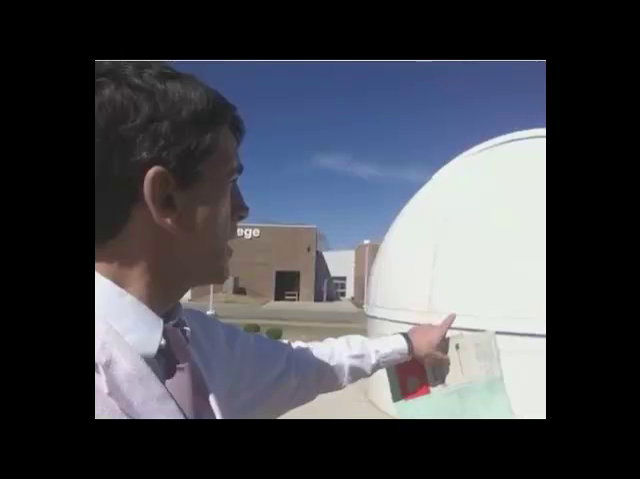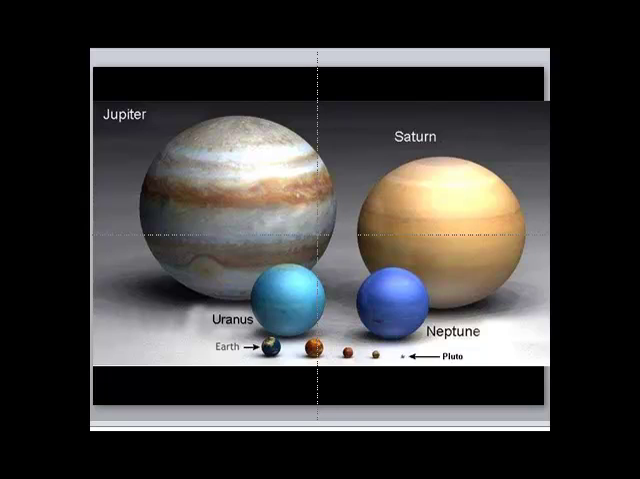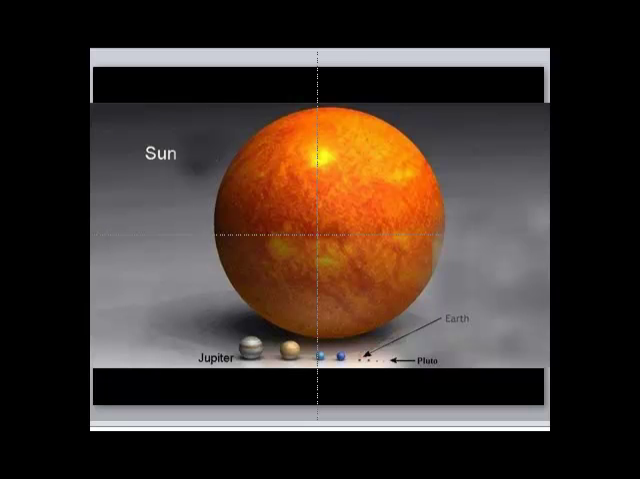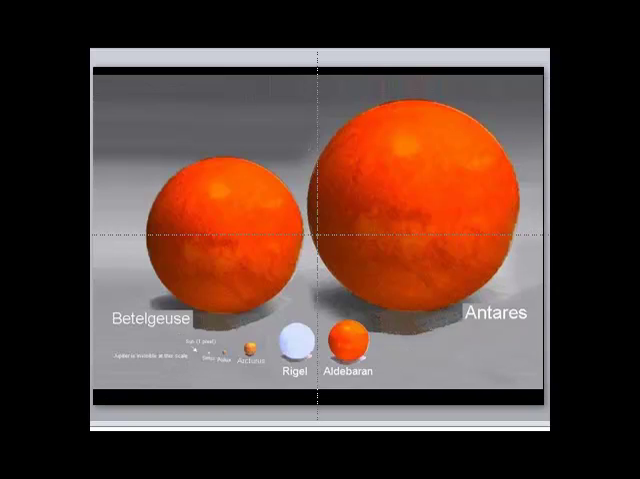When we think about scale, we usually think about vast distances, and one of the ways we measure those distances is with a telescope. Scale matters in geography and astronomy. Look at the size of the Earth related to other smaller planets. Now look at the size of the Earth related to all the planets. Look at the size of the Earth now in relationship to our Sun. Now look at our Sun related to other stars. Now look at our Sun related to still other larger stars. Scale matters.